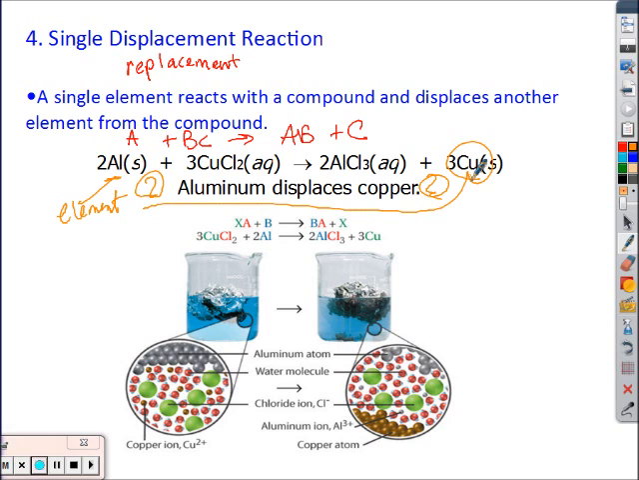Example of this, aluminum and copper chloride. When they react, we see the aluminum and the copper replacing each other. So aluminum goes into the compound and copper gets kicked off and is over by itself. Single replacement. Single meaning single element.